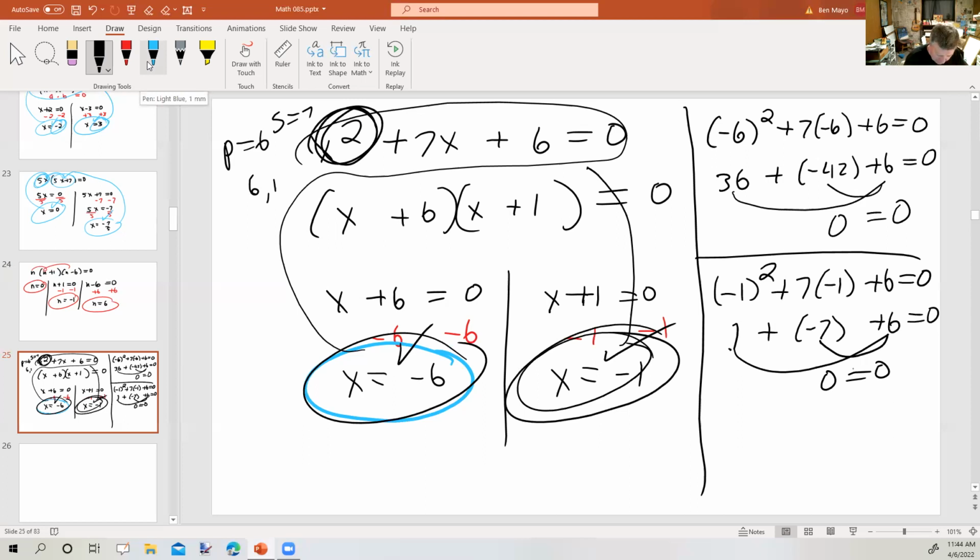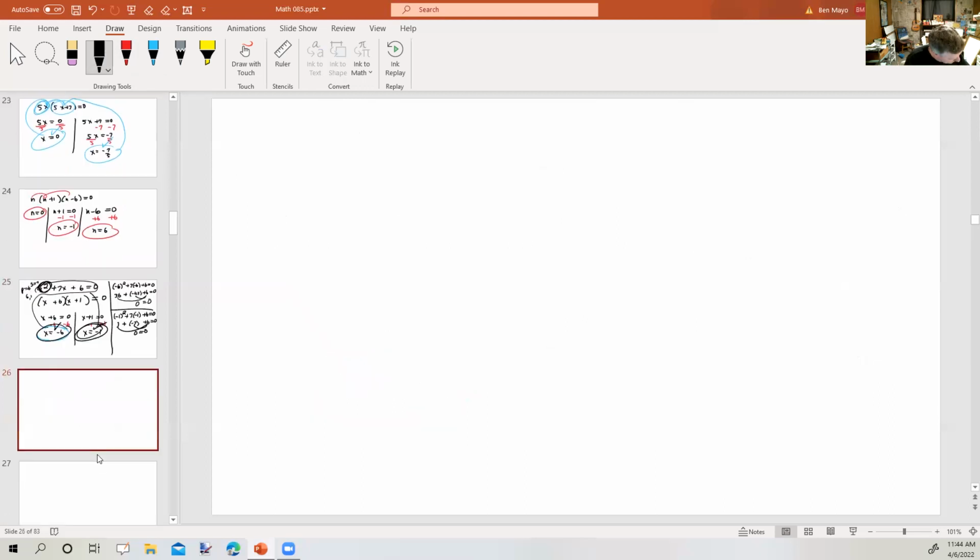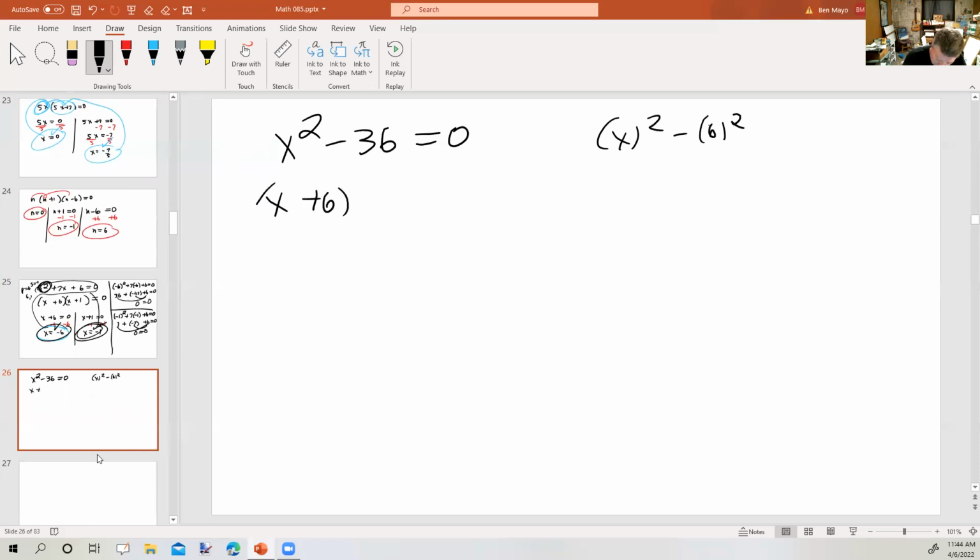All right, let's take a look at this example. X squared minus 36 equals 0. This is a second degree equation. It's in standard form. It's set equal to 0. On the left side of the equation, I believe we have the difference of 2 squares. So factoring it, we get x plus 6 times x minus 6 equals 0.